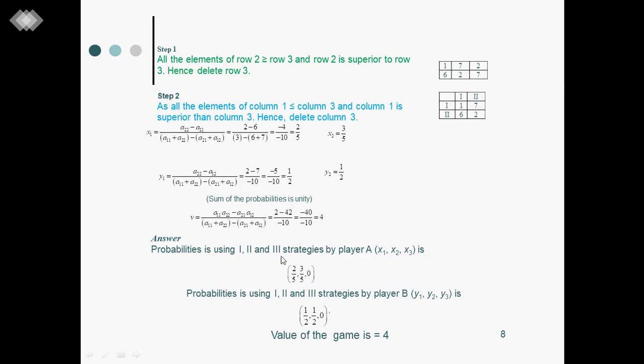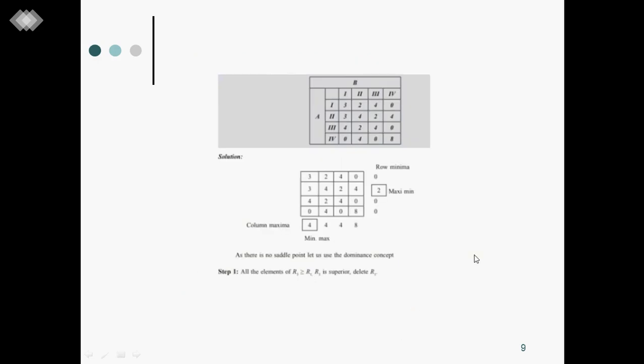Probability of using first, second and third strategies by player A: 2 by 5, 3 by 5, 0. If you do not write this 0, then, because basically the game is having 3 strategies, though it is 0, it has significance here, x1, x2, x3. In the same way for player B, then the value of game.